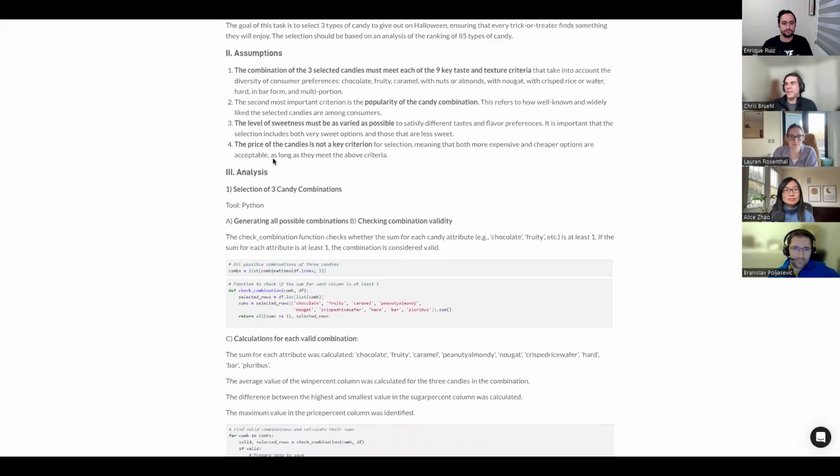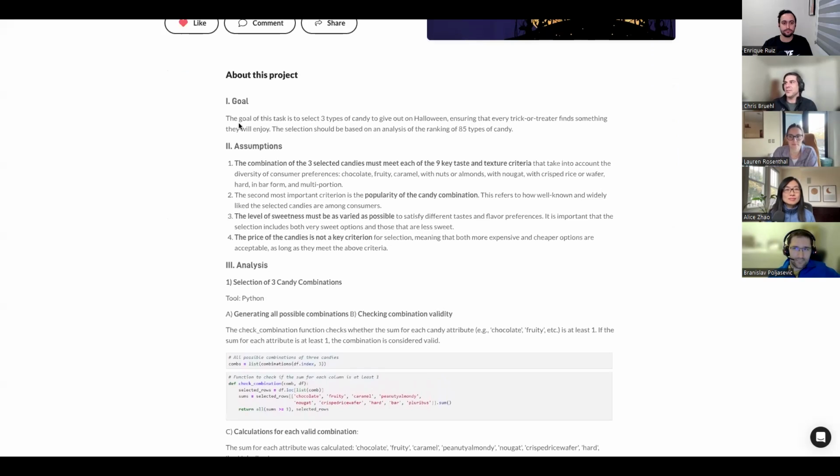It's brief, but effective. So she states what her goal is. She wants to make sure that there are 3 candies that satisfy the taste of every trick-or-treater, which was the prompt. And then she goes into her assumptions, which sort of back up the calculations behind how she chose her final 3 candies. The first one was that all 9 taste profiles needed to be checked. So basically, she looked at all combinations of 85 candies and eliminated any group of candies that didn't check all 9 of those boxes.